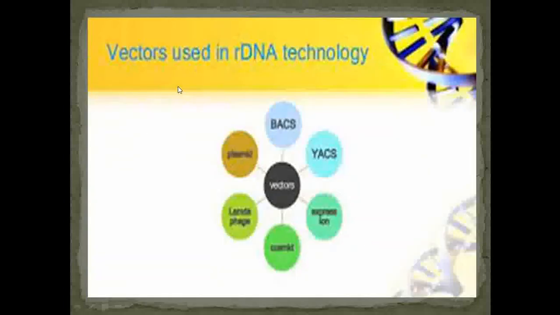Then the next step which we require here is the selection of vectors. Under this recombinant technology, there are various vectors like plasmids, cosmids, bacterial artificial chromosome, yeast artificial chromosome, lambda phage, agrobacterium. Depending upon the suitable vector, depending upon what type of host we are going to select, you have to select the vectors. So these are the several vectors which are used in recombinant DNA technology.